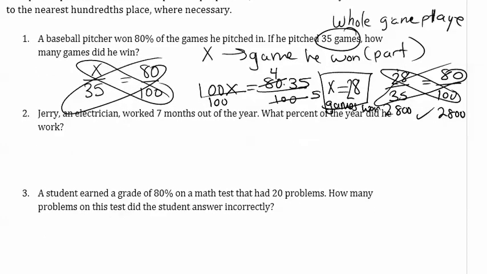Okay, so now I'm going to give you a chance to work out the Jerry and electrician problem. So go ahead and try that one on your own. Try to set it up and compare it to a percent. It says Jerry, an electrician, worked 7 months out of the year. What percent of the year did he work? Okay, go ahead and find that. You're looking for the percent this time.